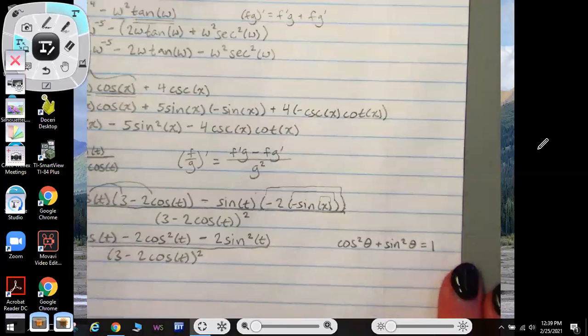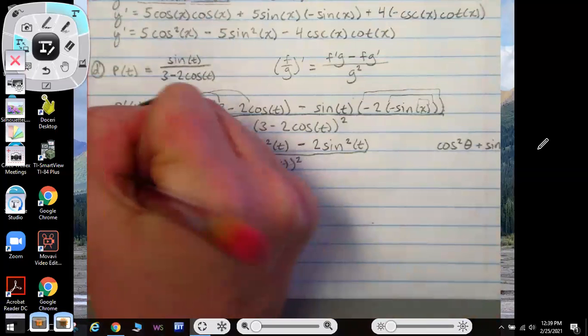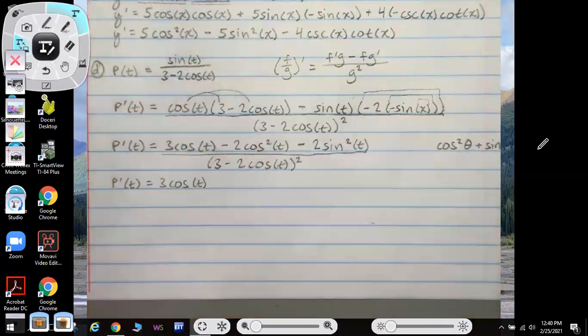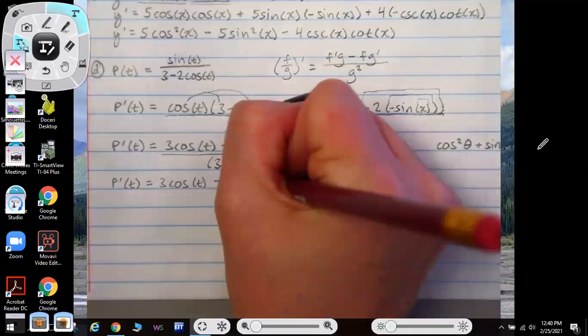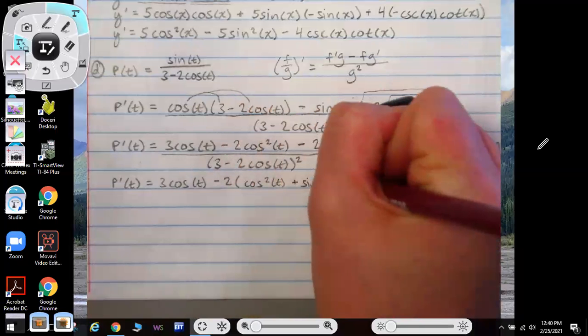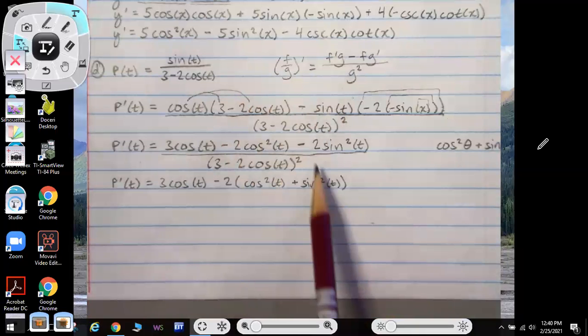So let's just do it, just for the fun of it. So the 3 cosine of t is staying the same. But then we're factoring out a -2 from our other two terms. So when we do that, we have a positive cosine squared plus sine squared. So we just did the opposite of distributing. Normally, if we had something like this, we would distribute the -2 to get rid of these parentheses. We just did that step, but backwards.